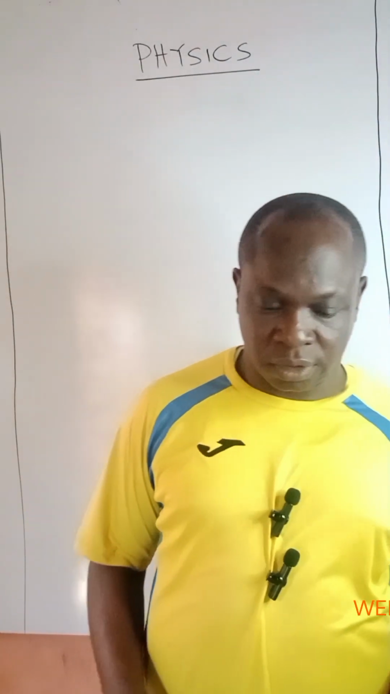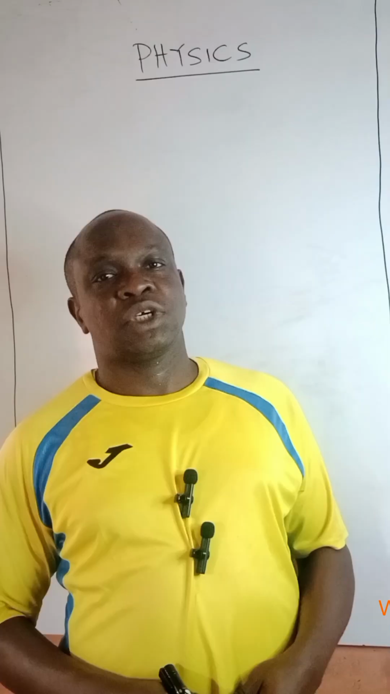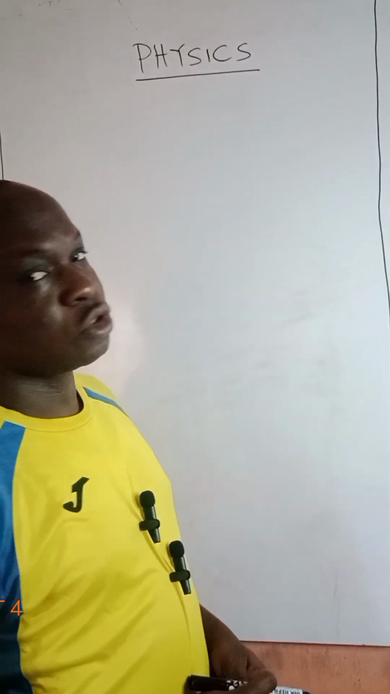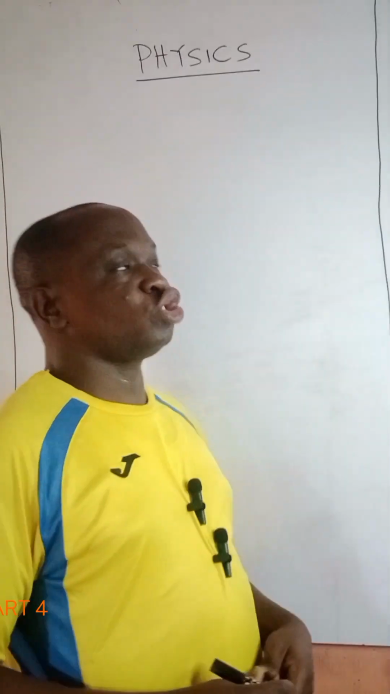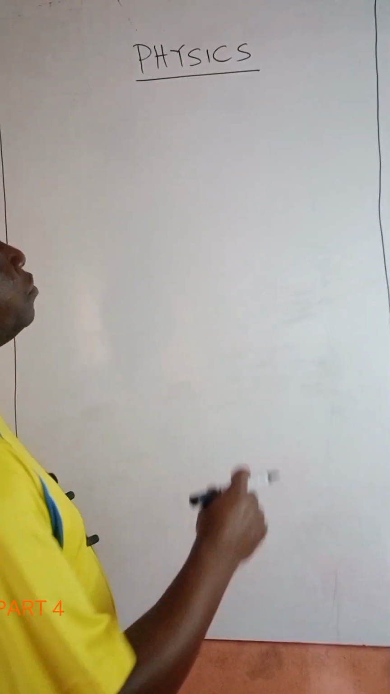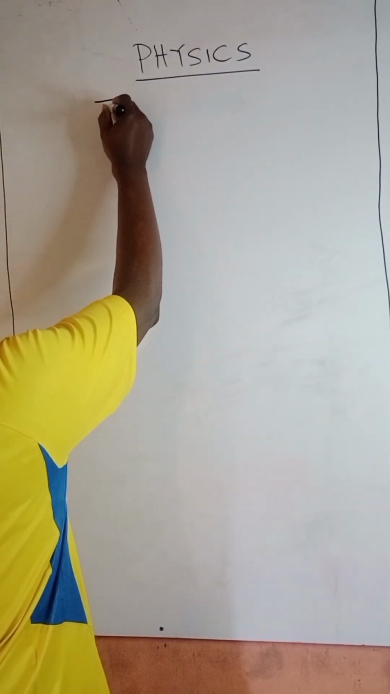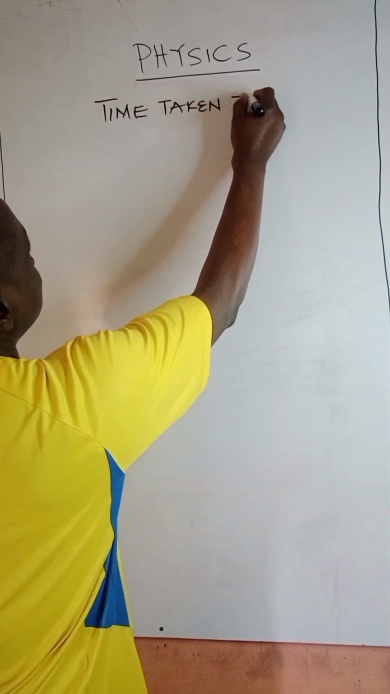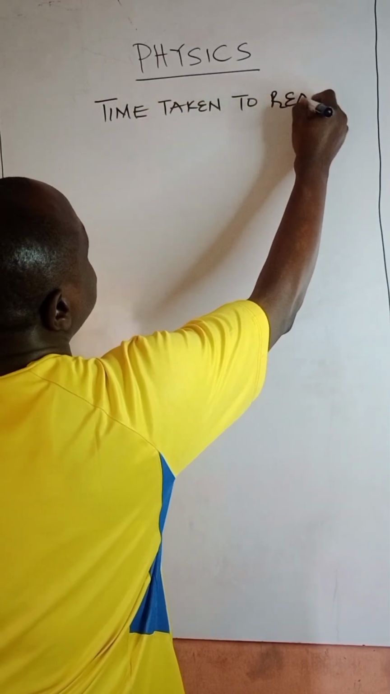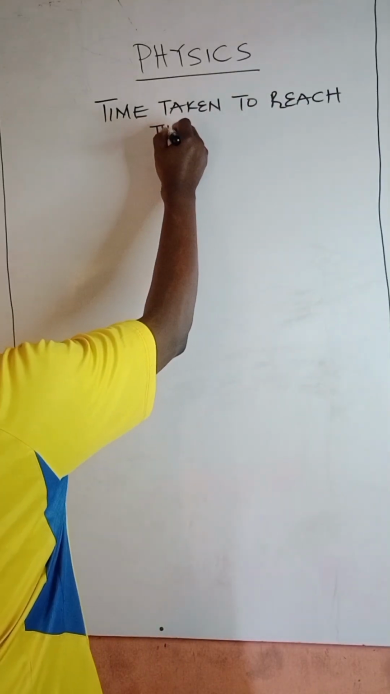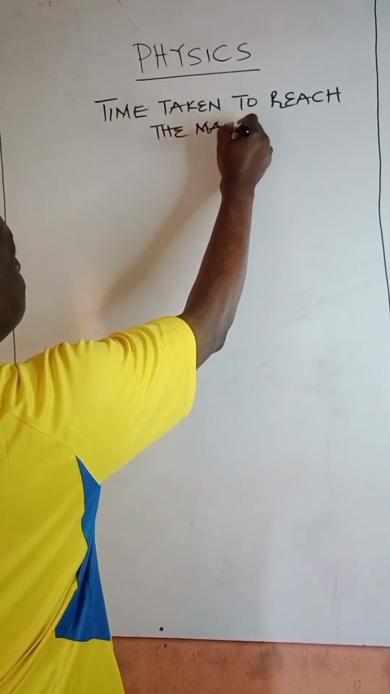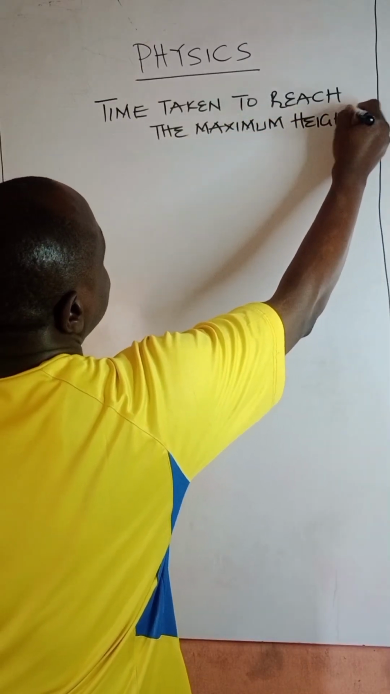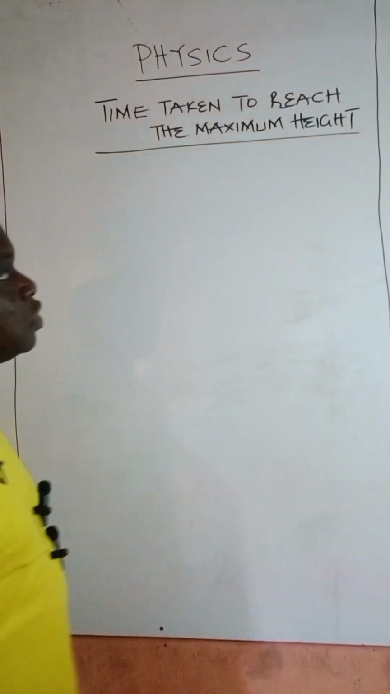Today we want to start with projectile motion continuation part 4. We stop at projectile in two-dimensional projectile. So we want to see the time taken to reach the maximum height. Let's see the time taken to reach the maximum height.